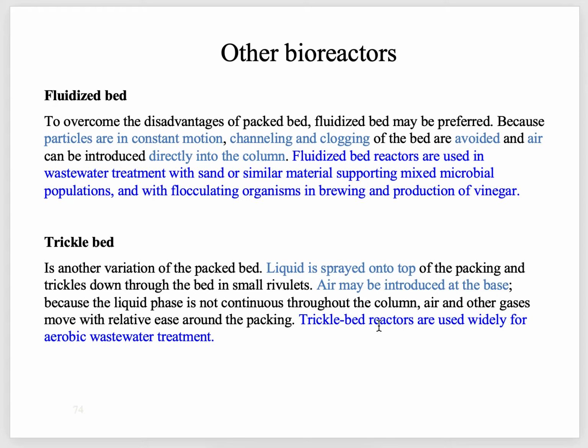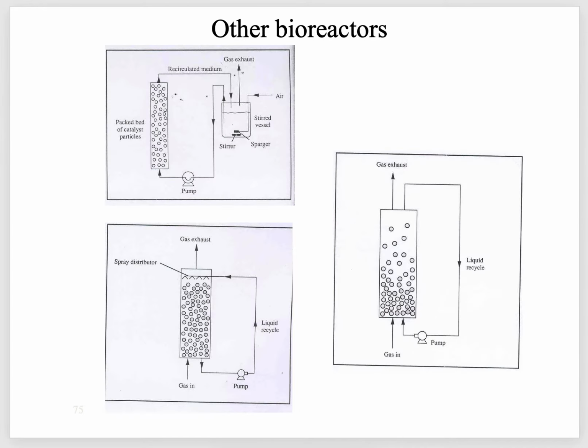Trickle bed bioreactors are used widely for aerobic wastewater treatment. So in this figure, this one is the trickle bed bioreactor. The basic design is almost the same. In case of packed bed, the biocatalysts are in immobilized form. Also, in case of the trickle bed reactors, the catalysts are immobilized. And what is the difference?